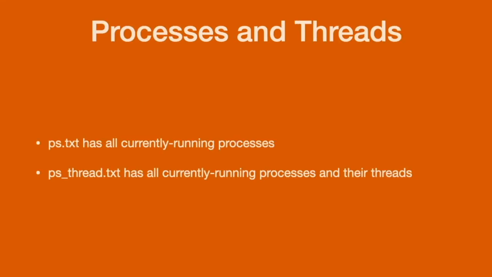There are two process-related files in Sysdiagnose. ps.txt has all of the currently running processes, and psthread.txt has all the currently running processes and their threads. These files contain the current CPU percentage and a bunch of other data that might be helpful if the user, for example, gathers the Sysdiagnose while your app is running.